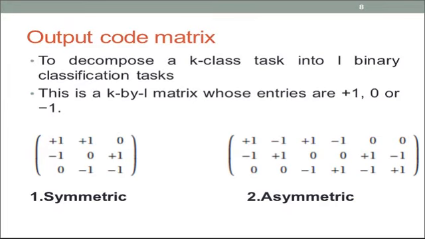Now this is the symmetric way. So we consider positive and negative with equal weightage, but in the case of asymmetric we consider positive and negative cases separately.